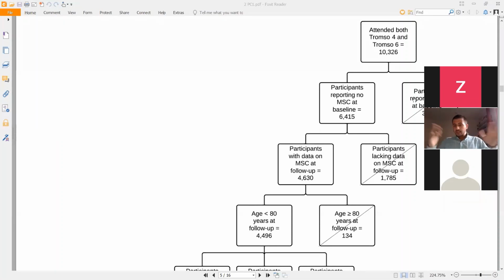Okay, can it be in another way? Yes. I go back and I collect a group of SLE patients.